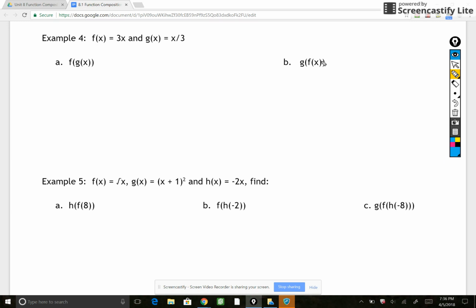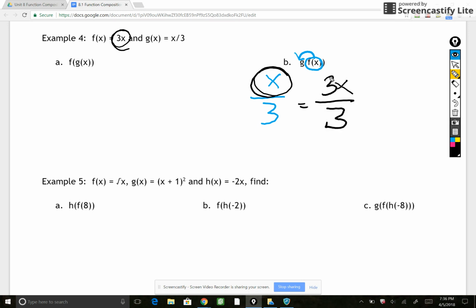And then for B, f of x is your middle function. They want you to plug it into g of x. So g is x divided by 3. They want you to replace the x with the entire f function, which is 3x. So when I do that, I get 3x over 3. These cancel. Once again, you just get x.